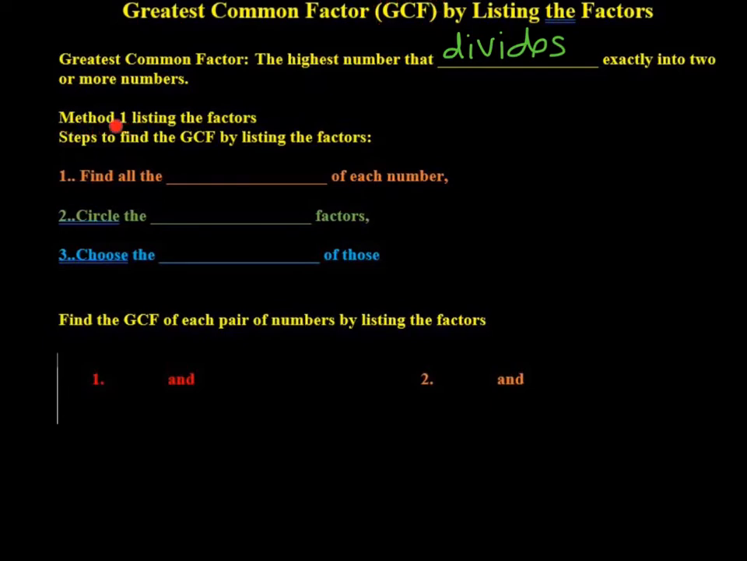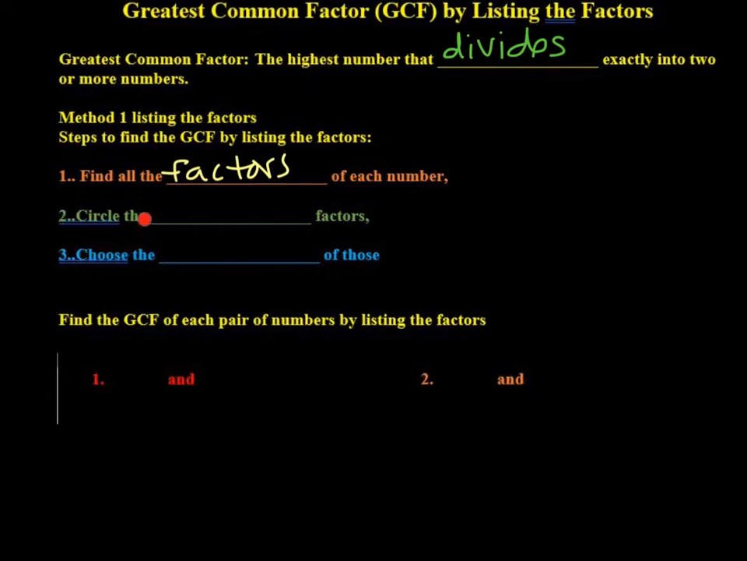So method 1, again, today we're going to learn how to do by listing the factors. So here are the steps to find the GCF by listing the factors. So step number 1, I want you to find all the factors. Find all the factors of each number.